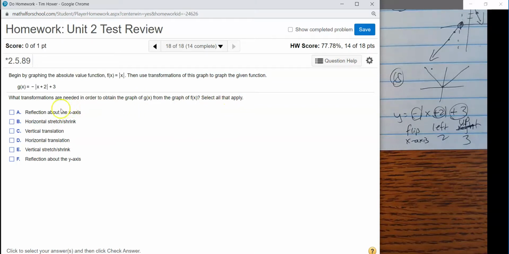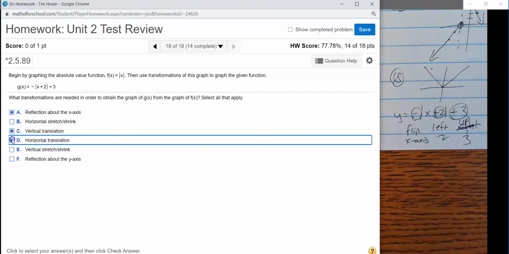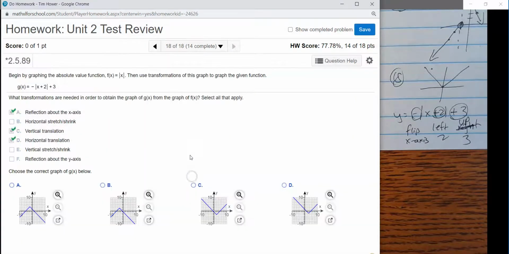So what transformations are needed? Check all that apply. I need to do a reflection about the x-axis. I need to do a vertical translation because I have to move it up 3 units. I have to do a horizontal translation because I have to move it left 2 units. Now, I didn't have to be specific about how many units on this one, but I did have to say it's a horizontal translation, a vertical translation, and a reflection about the x-axis. Okay, so hopefully that helps, and that's the whole thing.